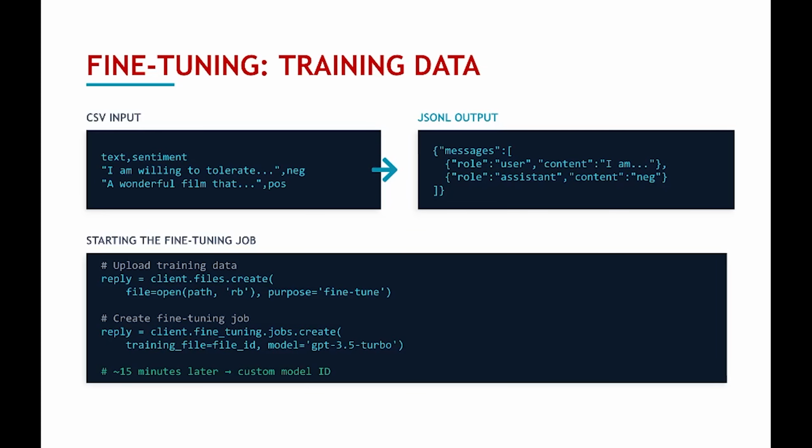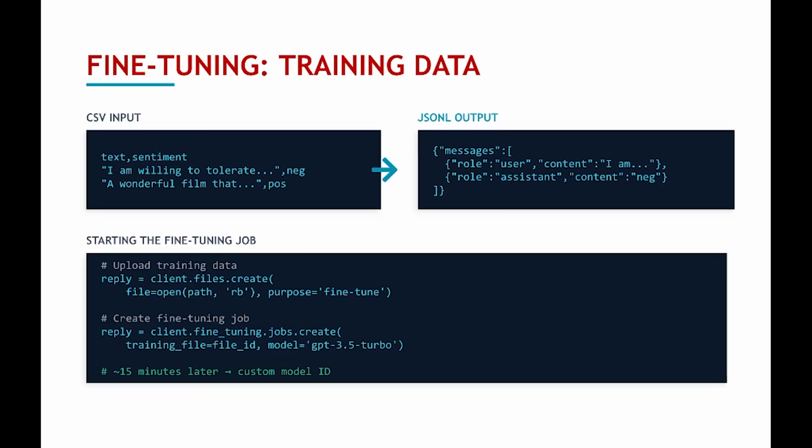Training data for the fine-tuning must be in JSON-L format, which is like this. So you can see that each line is a JSON object representing a successful model interaction. We convert our CSV reviews into user-assistant message pairs, like this. The user sends the review text and the assistant responds with the correct label.